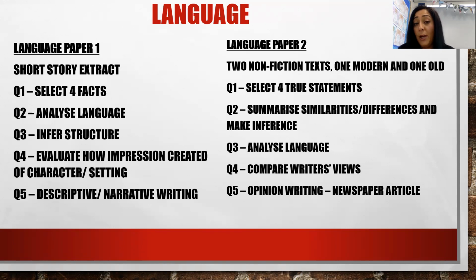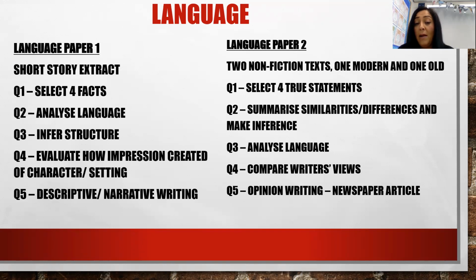On language paper 2, they get 2 non-fiction texts. So the big difference between the papers is this is non-fiction. And one of those texts is modern and one is an older text. Again, question 1 is about selecting, this time, 4 true statements. Question 2 might be an area to target revision, and that is about summarising the similarities or the differences between 2 texts and then making an inference, saying what's suggested about the writer's viewpoint from that, the writer's perspective.